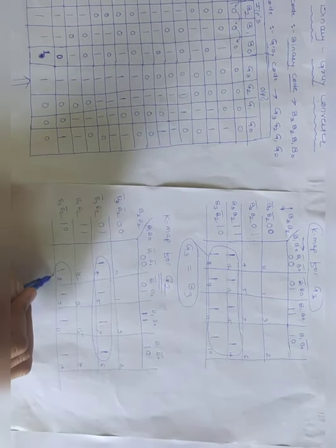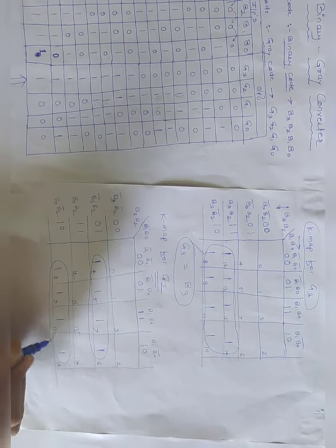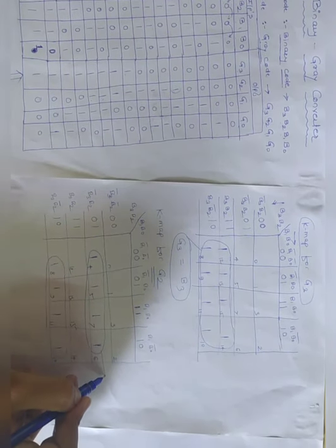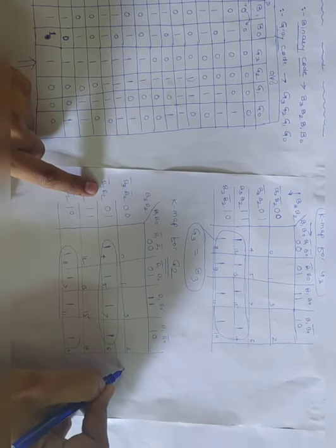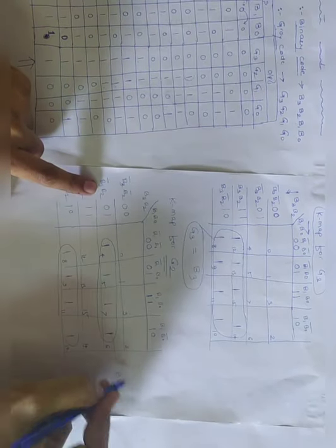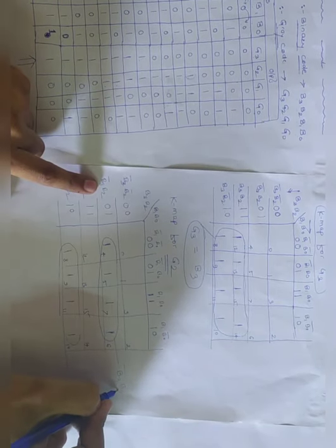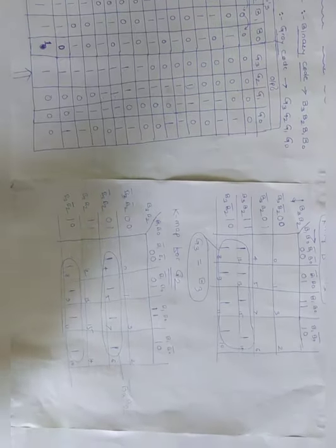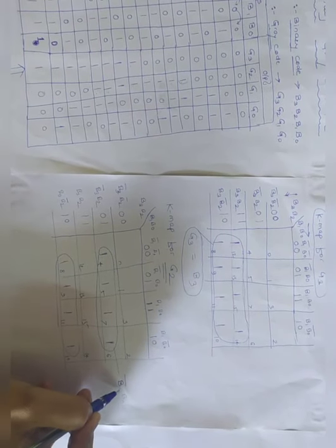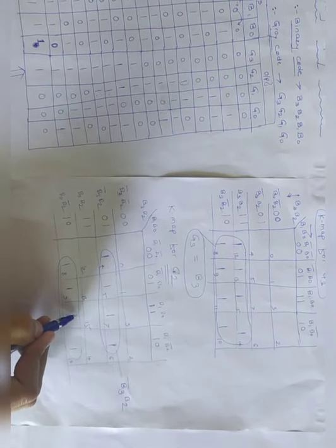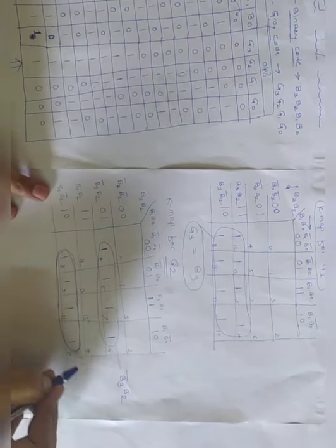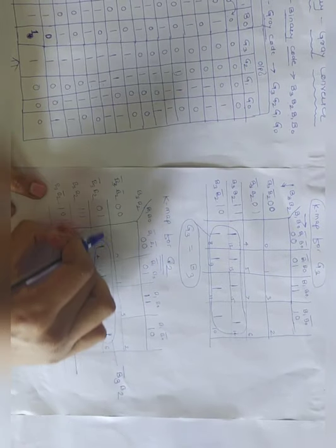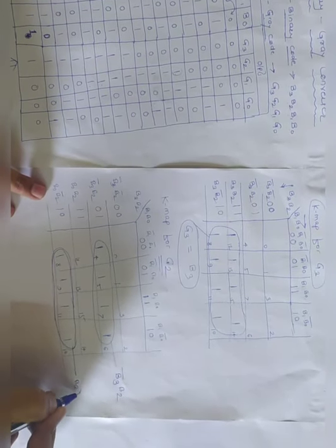Here is a grouping of 4 bits. Now the equation for this is just taking all the variables that belong to that row. That is B3 complement, B3 complement, and B2. Now this is my B3 and B2. Now the equation for this 4-bit group is just taking the variables that belong to that row. That is B3 and B2 complement.